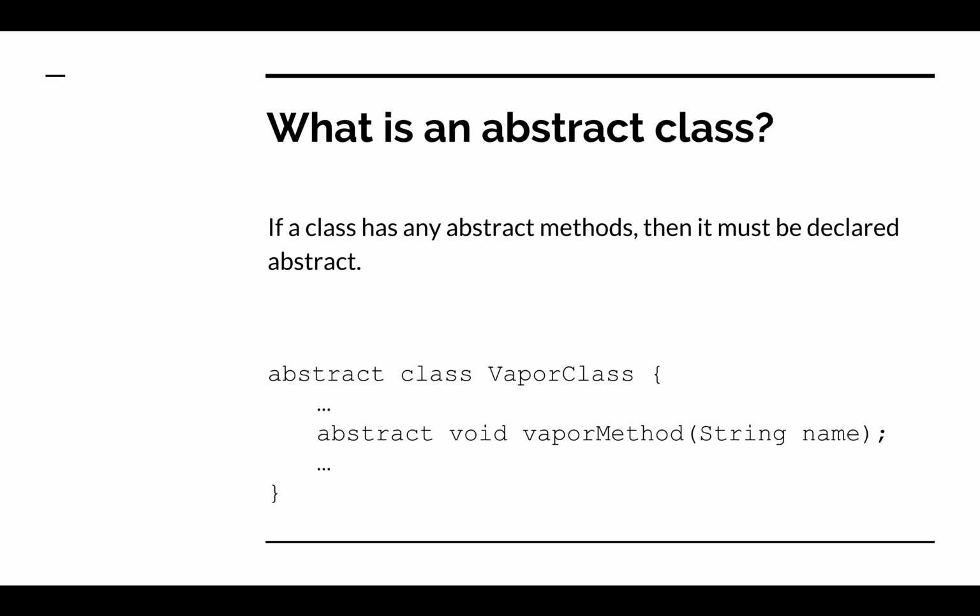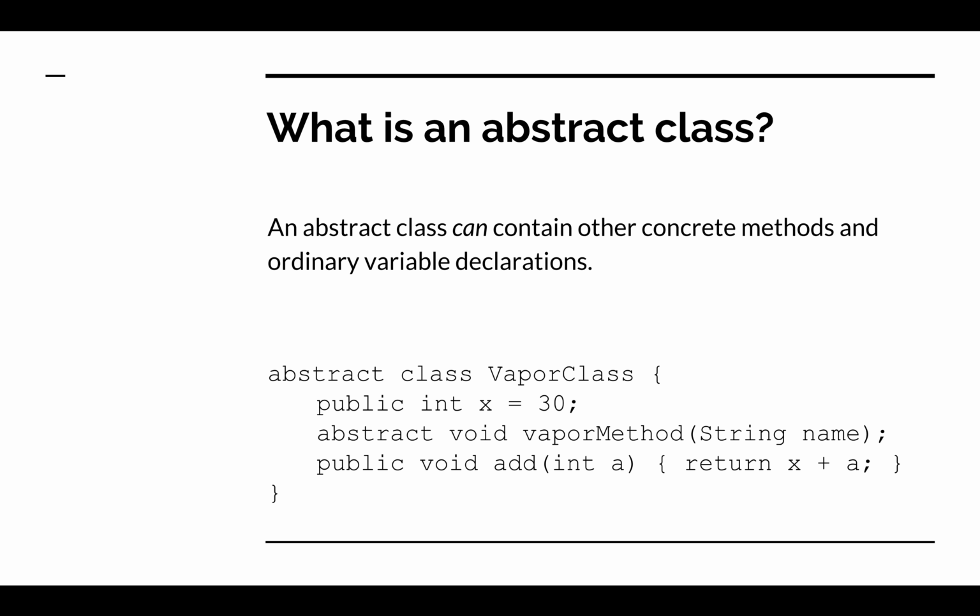Great question. An abstract class can contain other concrete methods and ordinary variable declarations. So thank you for that question. Helps me get to the next slide. All right, so example: abstract class vapor class, public int x equal to 30, abstract void vapor method string name, and then public void add int a return x plus a. This is fine. Cool.